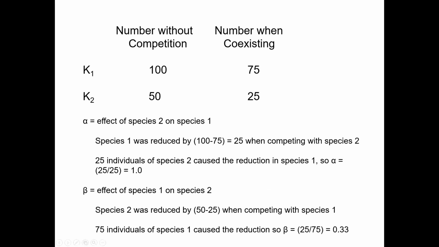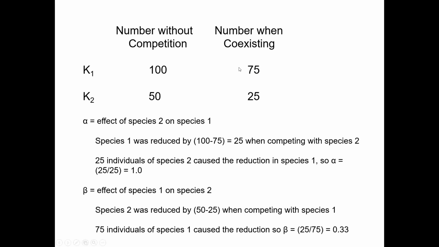Okay, so here's a sample problem. So here you've got K1 at 100 when there's no competition, and for species 2, K is 50. If you add these two together and let them come to stability, you find that you can maintain 75 of species 1 and 25 of species 2 in the same experimental arena, whatever, test tube, something.